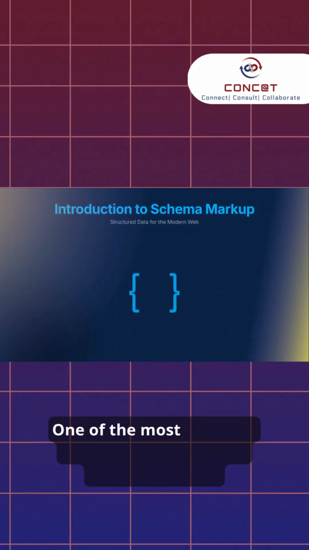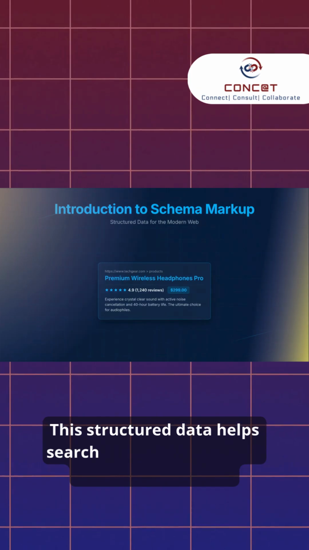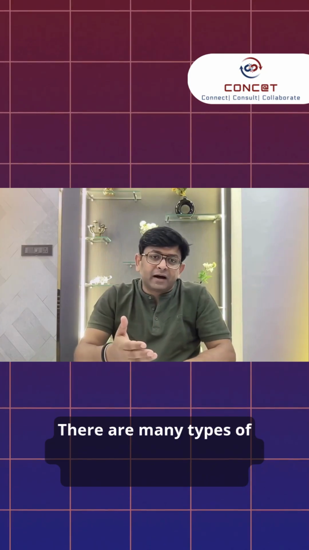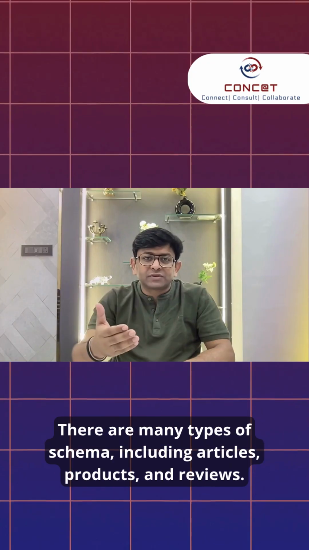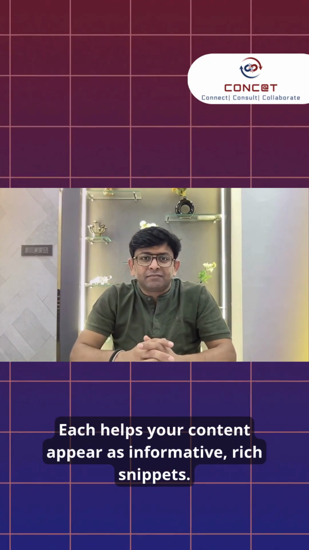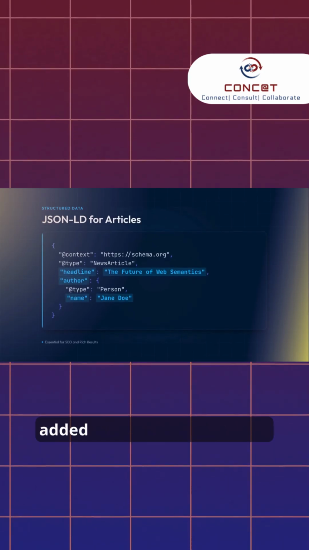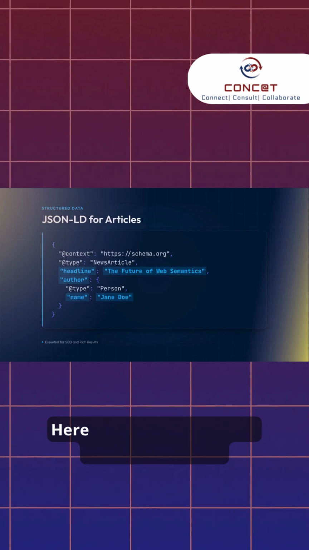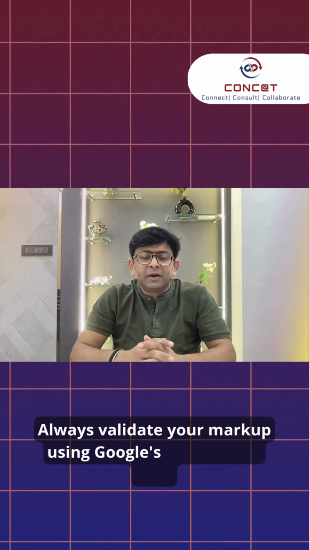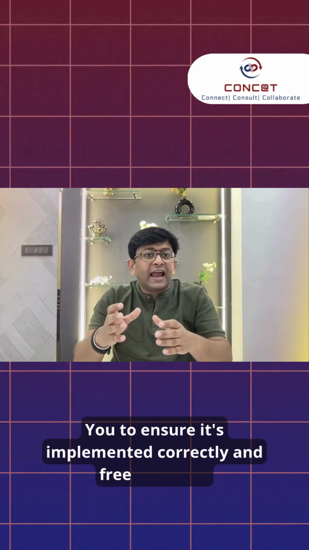One of the most powerful tools in technical SEO is schema markup. This structured data helps search engines understand your content better. There are many types of schema, including articles, products, and reviews. Each helps your content appear as informative rich snippets. Schema code is typically written in JSON-LD format and added directly to your HTML. Here is a basic example of what it looks like. Always validate your markup using Google's rich results test to ensure it's implemented correctly and free of errors.